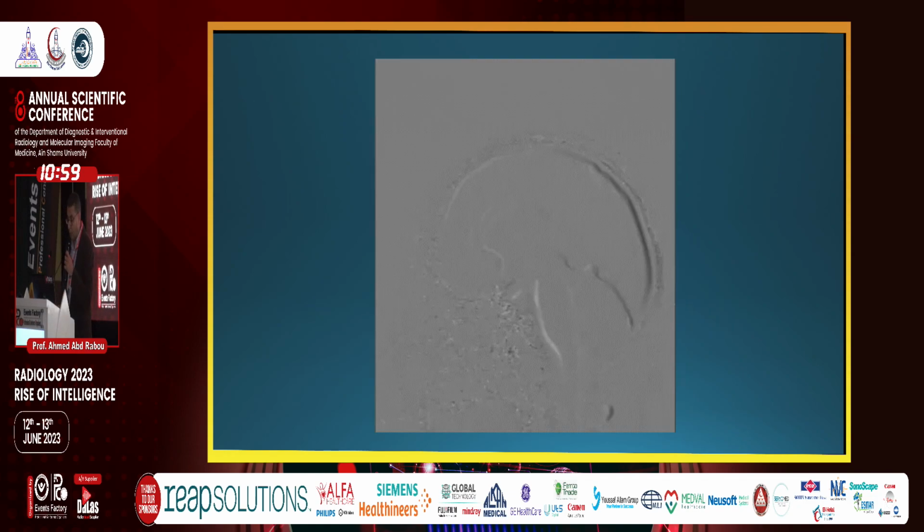And this bidirectional flow of CSF was confirmed by phase contrast MRI, in which, as you can see here, the flow of the CSF through the prepontine cistern and through the aqueduct of Sylvius shows an alternating band of white and black, which means that the flow is reversed during systole and diastole.